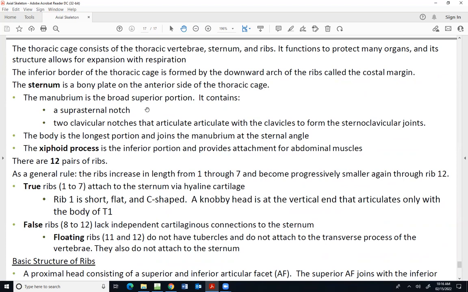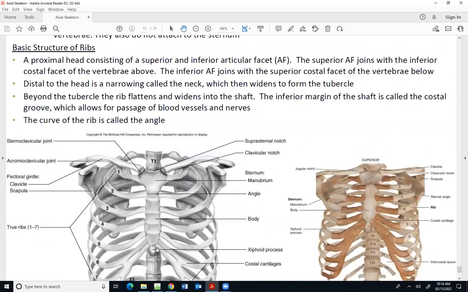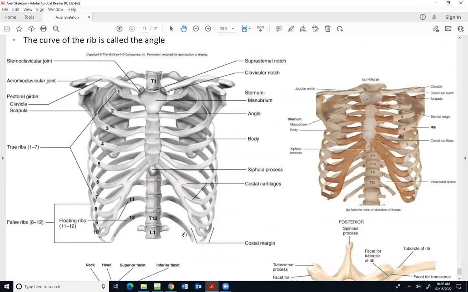Okay. The inferior border of the thoracic cage is formed by the downward arch of our ribs. We call this the costal margin. If you think of little boys at the swimming pool when they're kids, like my youngest, I used to be able to do this, but they can suck their gut in. You can see all the ribs, and you can see that downward arch. Unfortunately, that part of my life is far gone, but that's what we call the costal margin. The word costal, you'll see it several times here on this page, is a term that just refers to ribs.